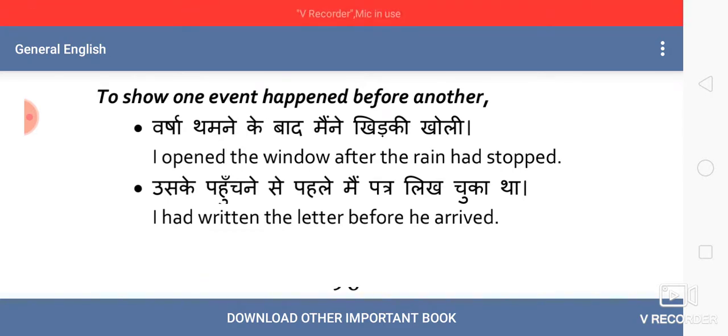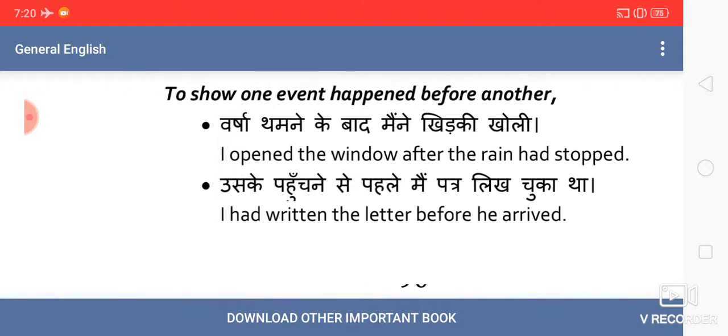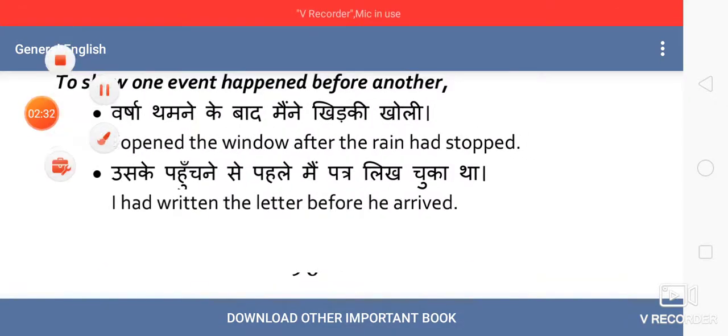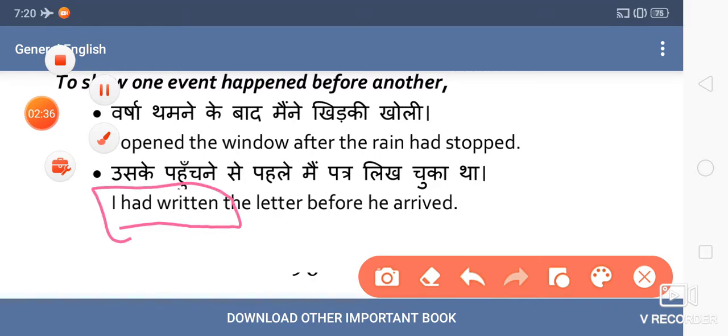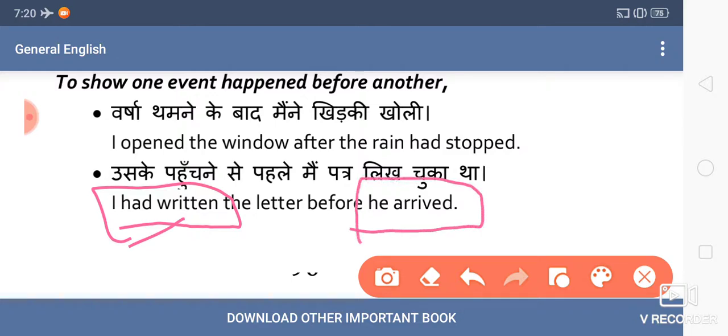I had written the letter before he arrived. Means you wrote the letter before his arrival. So this work, writing a letter, has actually been done earlier. So you use had for it. It is actually past of the past. We can better call it past of the past. And this is simple past. He arrived, but before that you had completed writing the letter. So this is called past of the past.